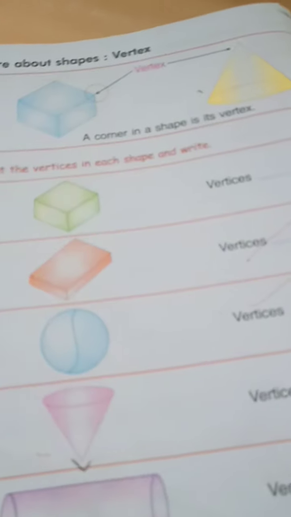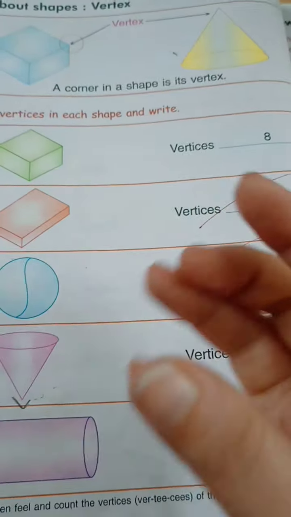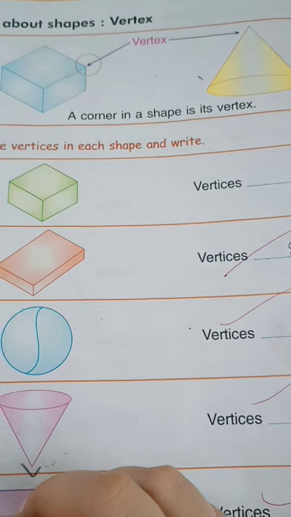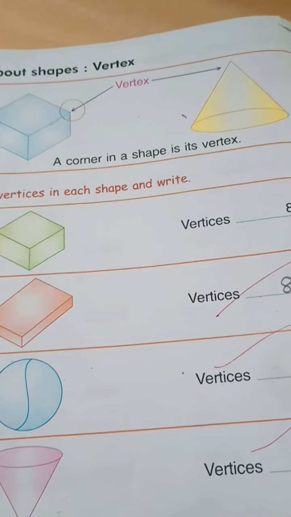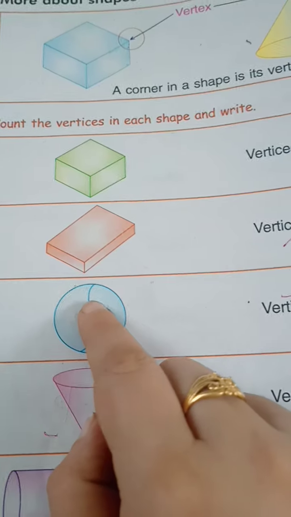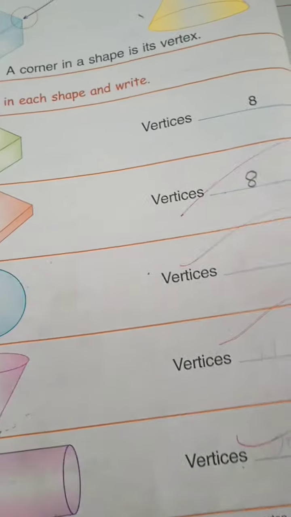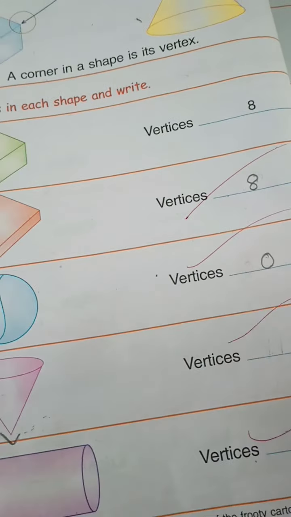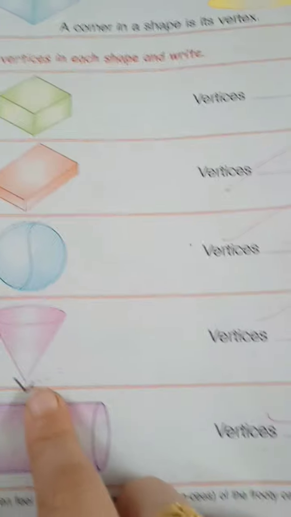Now next is sphere. This is a sphere. The shape of a ball is a sphere. So a sphere has no vertices, because a sphere has 0 edges. No line segment is here. So it means it has no vertices, no corner. So we will write here 0. Sphere has 0 vertices.